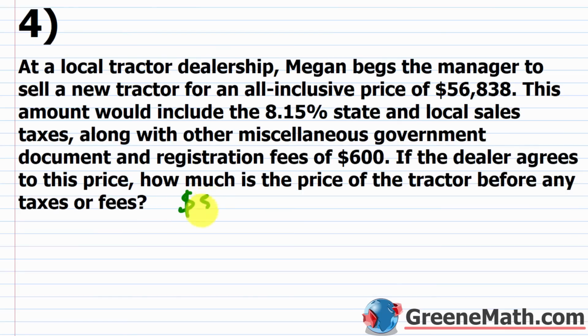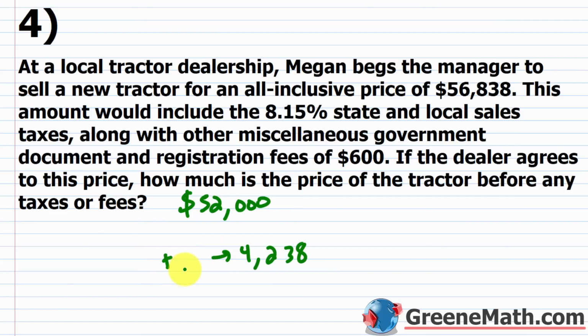So let me put $52,000 here as the answer. And again, you can always check it by just going back through it. So first, let's find 8.15% of 52,000. So 0.0815 is the decimal times 52,000 is going to give you 4,238. Let me just write that down. 4,238. So this is going to be your taxes.